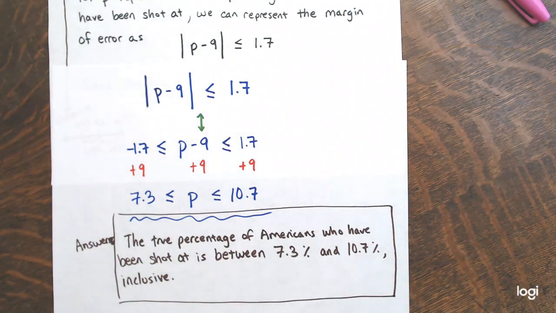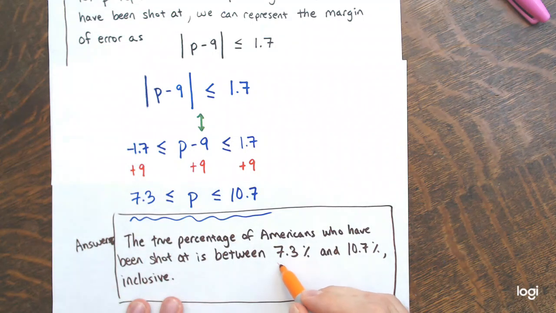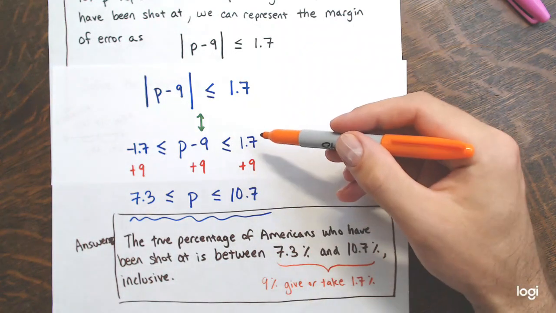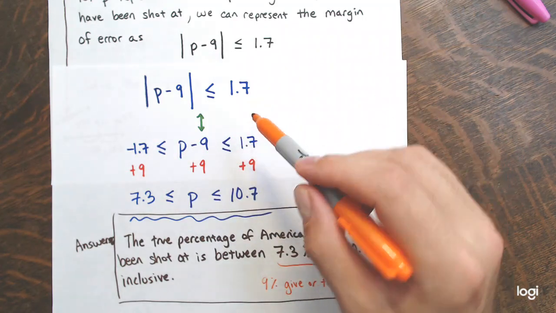And just as a little side note, this between 7.3% and 10.7% is the 9% give or take, your margin of error, give or take 1.7%. And you can see that in the inequality. I mean, you can see that in the solving of the inequality too.